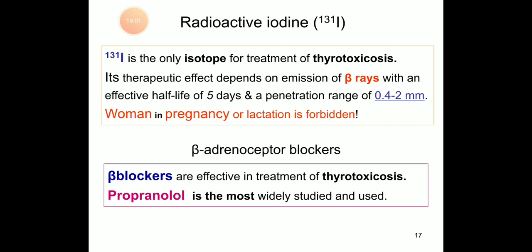The common adverse drug reactions which we are seeing are focal soreness in the neck due to irradiation, transient aggravation of the hyperthyroid state, hypothyroidism, and damage to the fetal thyroid. The fetal thyroid picks up iodine. It is absolutely contraindicated in pregnancy.